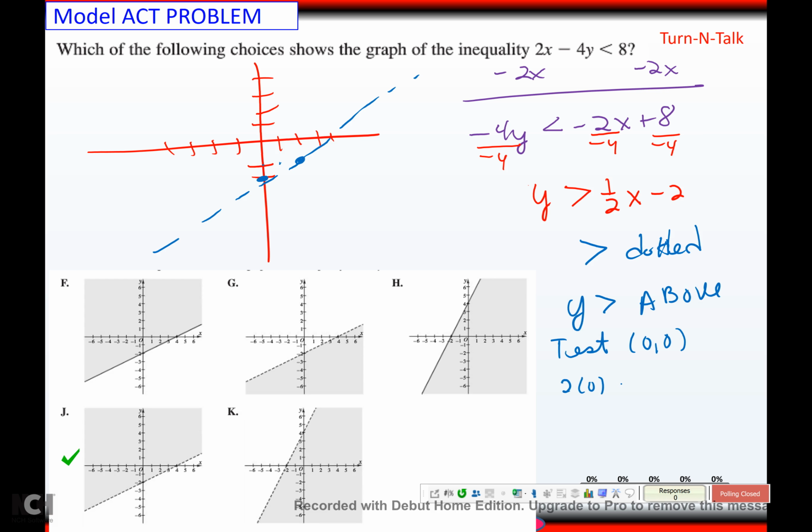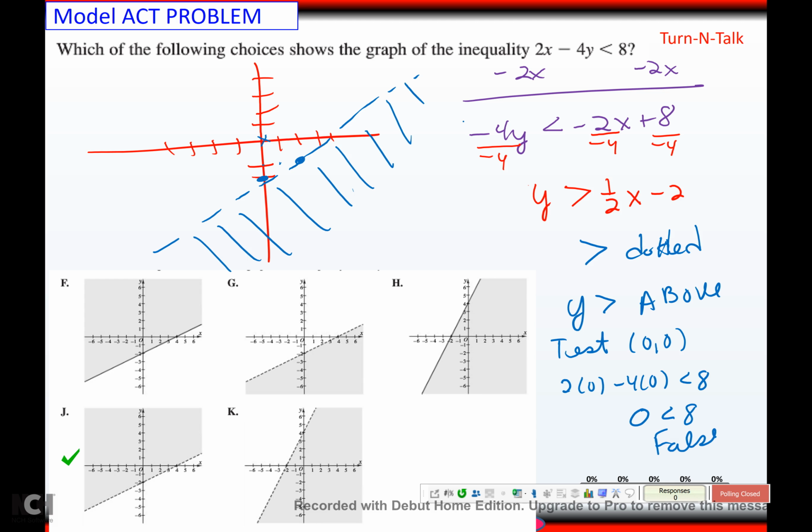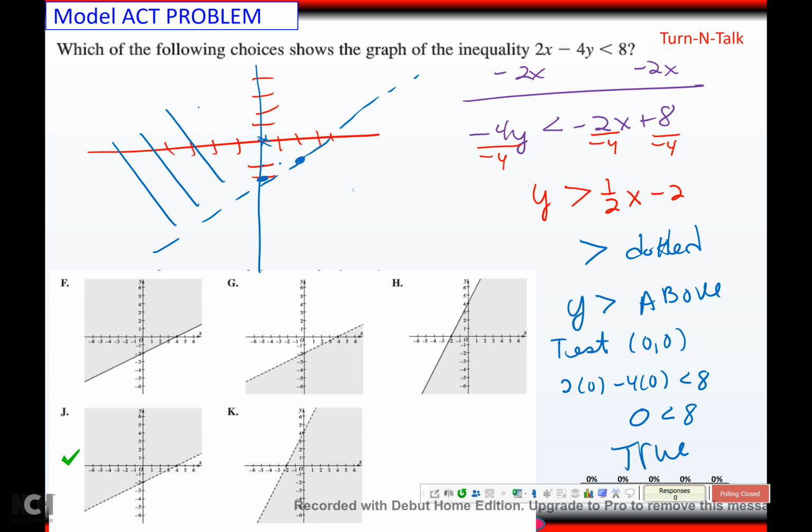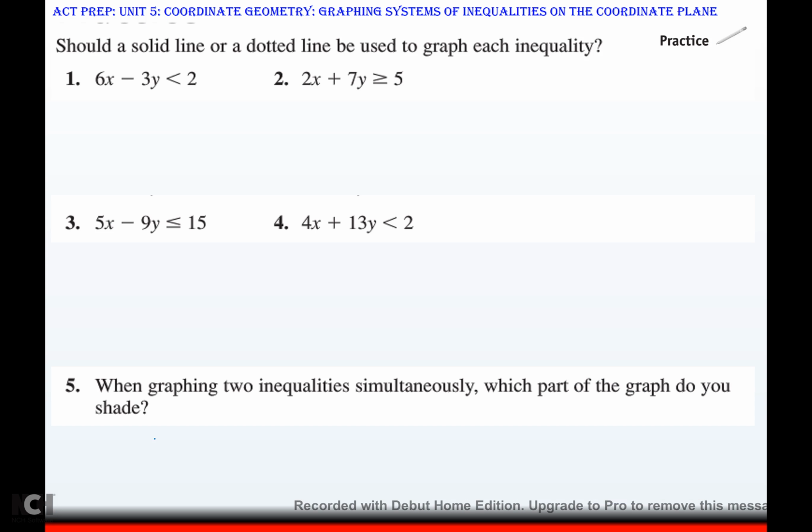I have 2 times 0 minus 4 times 0 is less than 8. Is 0 less than 8? No, that's false. So wherever 0, 0 is, which is up here, that's false. So I don't want to shade on that side. I want to shade on the other side, which is, whoa. Oh, there's 0. Oh my gosh. Sorry, people. Tired again. 0 is less than 8. That's true. So wherever 0, 0 is where I want to shade. So I'm going to shade above like I thought. Okay, that's why it's J.